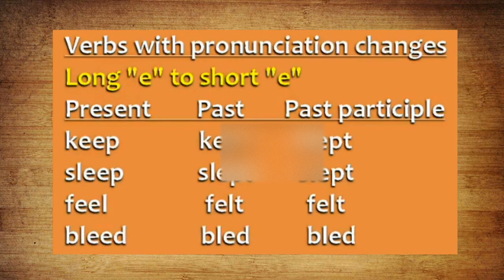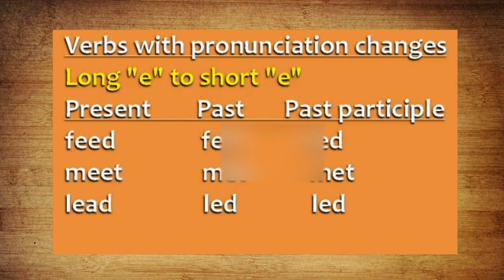Another group of irregular verbs is verbs with pronunciation changes. For example, long E to short E. Keep, kept, kept. Sleep, slept, slept. Feel, felt, felt. Bleed, bled, bled. Feed, fed, fed. Meet, met, met. Lead, led, led.